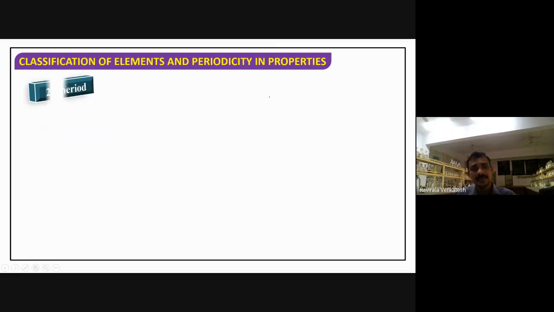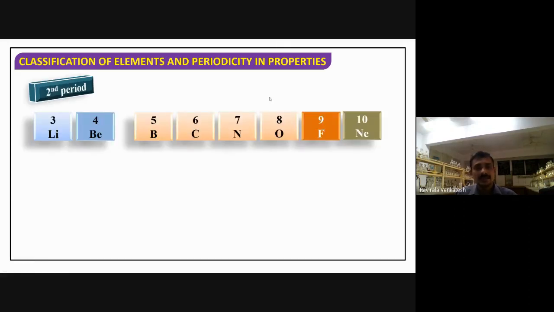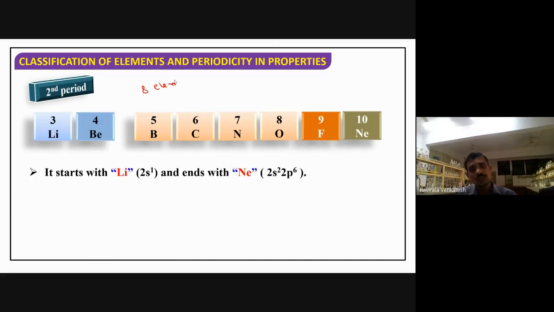Next, the second period. How many elements does the second period have? If you observe, there are 8 elements. Now, their configuration, if you observe here, is 2s1 to 2s2, 2p6, isn't it? So in this, the electrons are filling in which orbital? In the examination, you will compulsorily get this type of question: in the second period, which subshells will be filled? Like that, you will get questions.